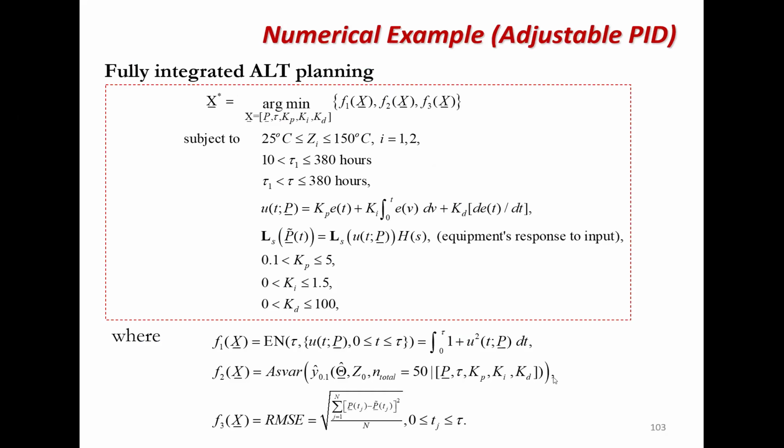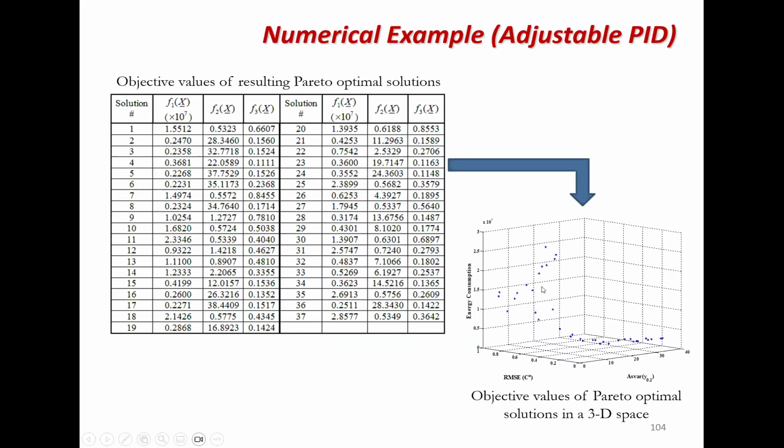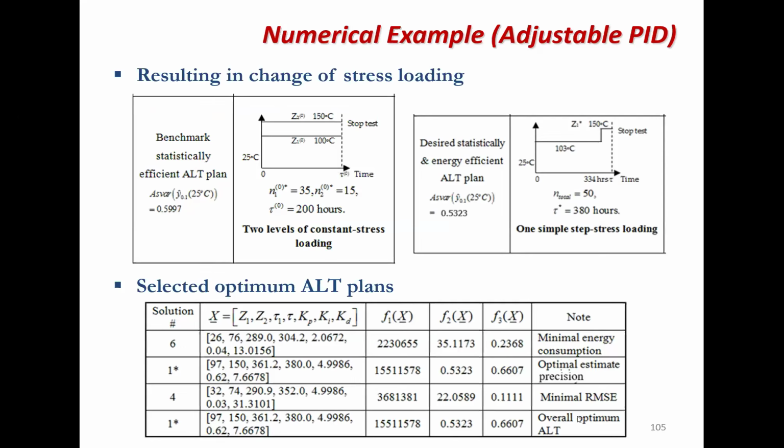Then this is the formulation of the full integrated ALT planning process, and we have three objective functions. We solve it simultaneously. This shows a Pareto optimal solution in a 3D space, but only considering the root mean square for the temperature profile and the asymptotic variance of the reliability estimate. We can plot this 3D plot for other combinations of objective functions. And this shows the case when we have an adjustable PID controller, and we can determine which solution is best under different criteria.